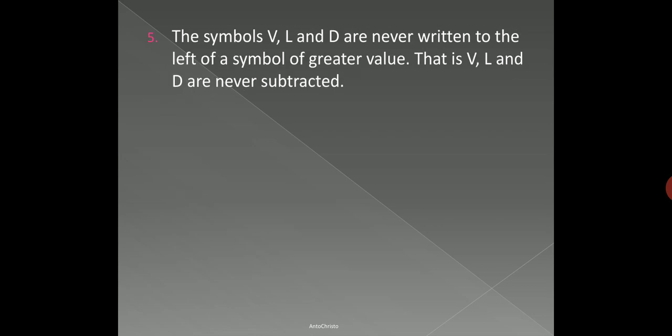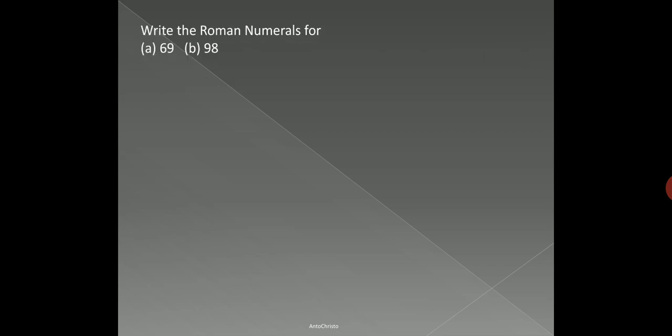Rule number 5: the symbols V, L and D are never written to the left of a symbol of greater value. That is, V, L and D are never subtracted. So we never subtract V, L and D from anything. They will not be subtracted at any cost. So you should keep all these 5 things in your mind. Now we'll see some examples.